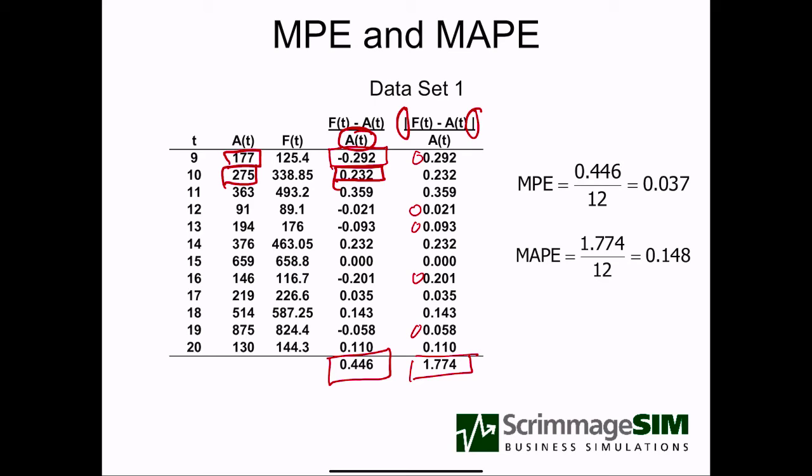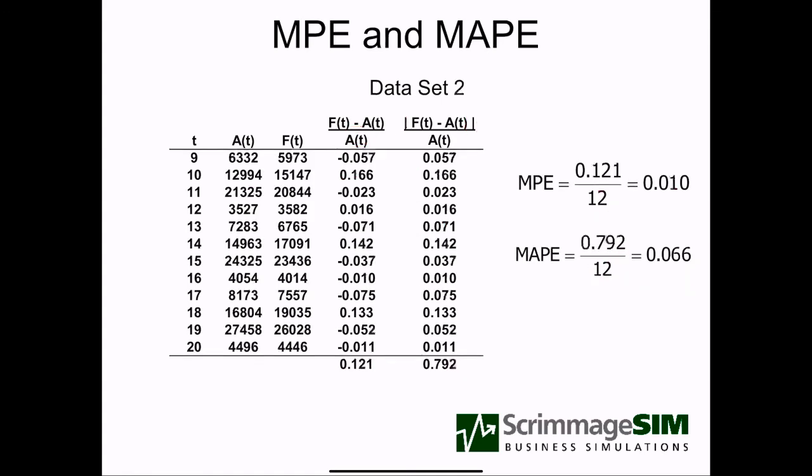Just like with the bias and the MAD, we divide by the 12 comparisons we have to get 0.037 for the mean percentage error and 0.148 for the mean absolute percentage error. This says that we overforecast by 3.7%. Here, our average error was 14.8%. For data set 2, the same process. When we look at the total, it's smaller, and we divide by 12 to get the average. We're overforecasting by 1%, and the average forecast is off by 6.6%, ignoring direction, plus or minus.